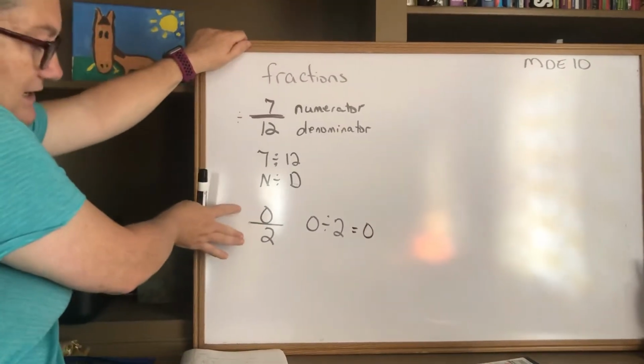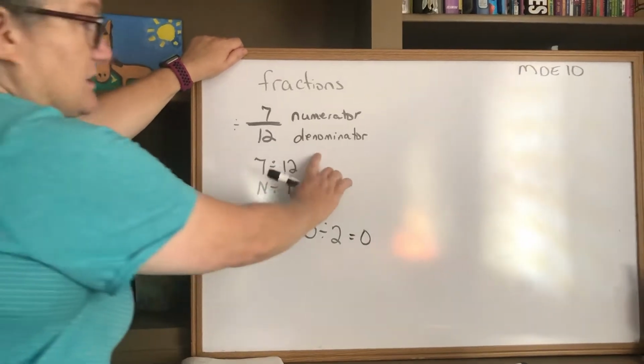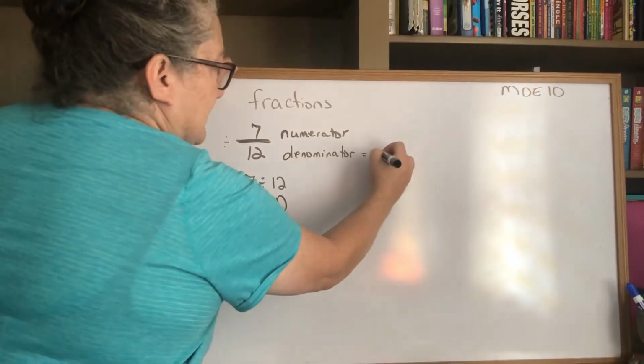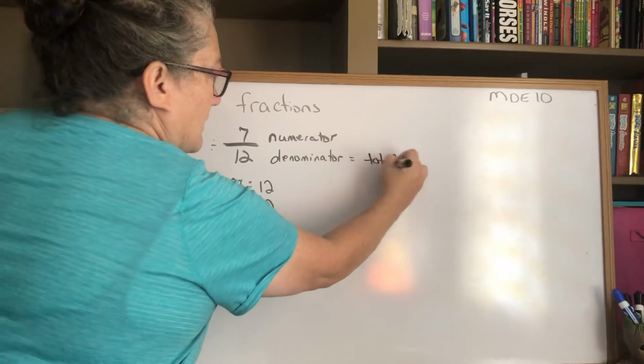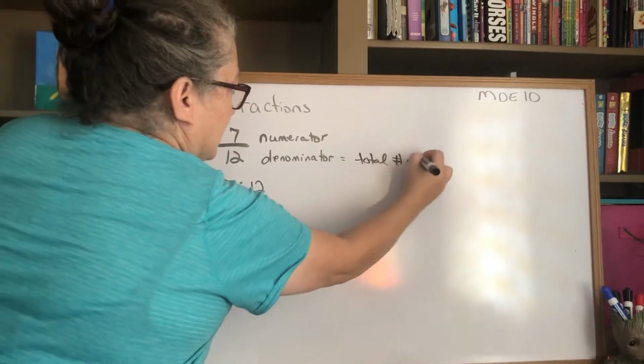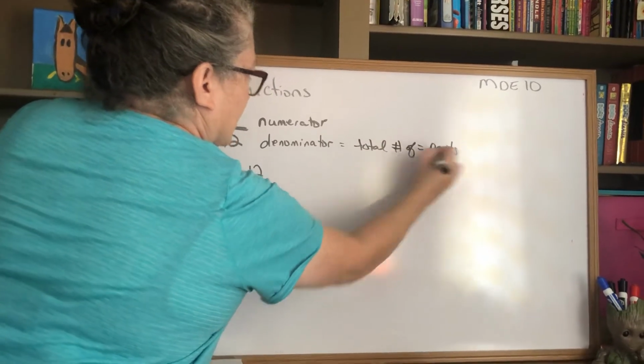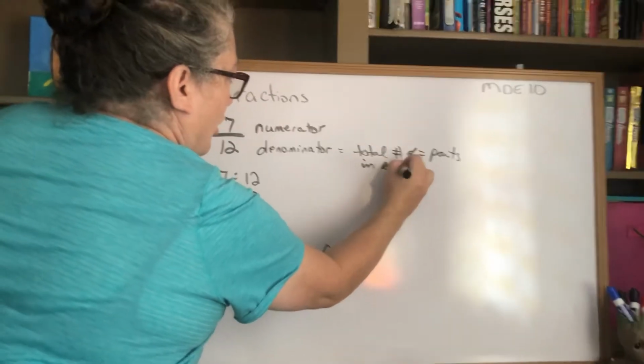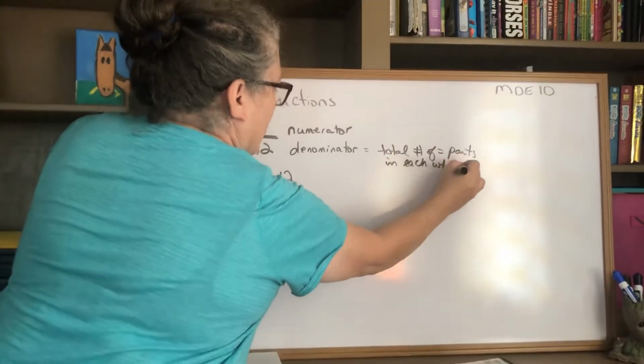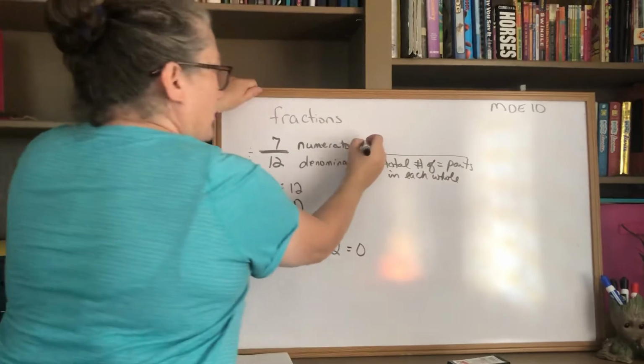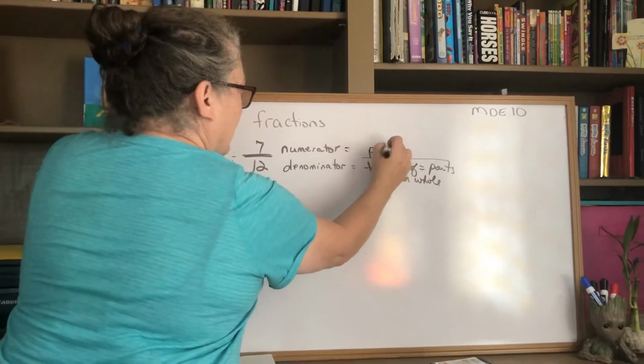What these parts mean is, the denominator means the total number of equal parts in each whole. The numerator stands for the parts we want.